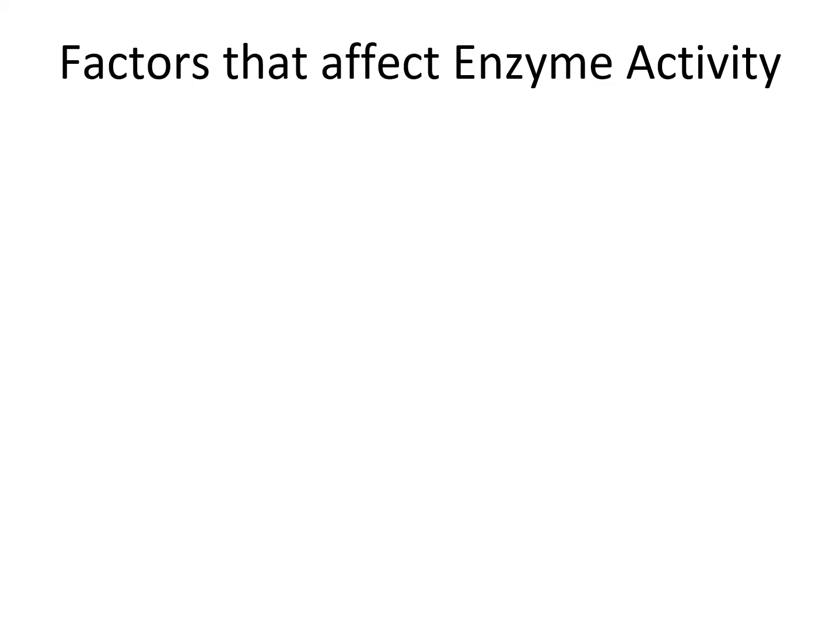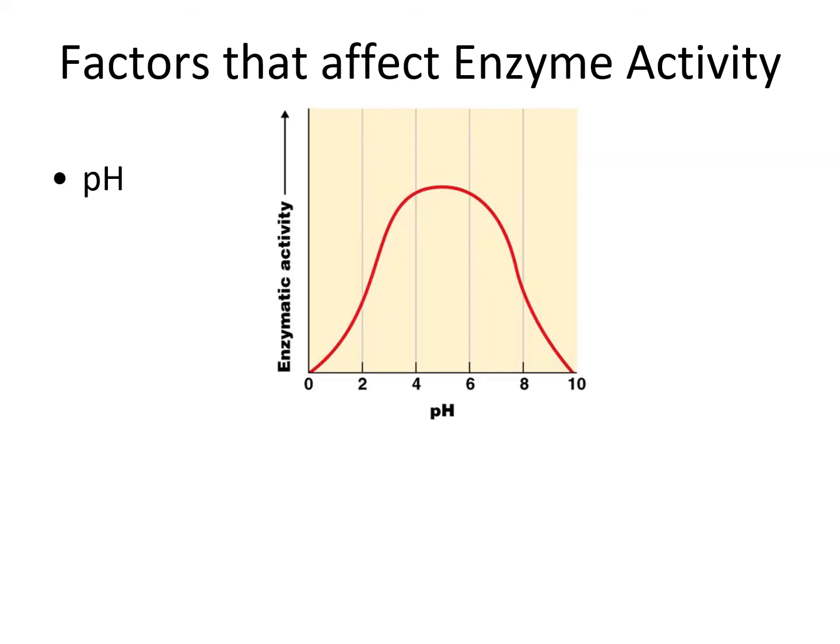Another factor that can have an effect on enzyme activity is pH. This is the graph that shows the relationship between changing pH and the level of enzymatic activity. Just like temperature, every enzyme has an optimal pH where it functions at its highest rate. And as you increase pH, you'll get a decrease in activity from the optimal. And as you decrease pH, you'll get a decrease in activity from the optimal.